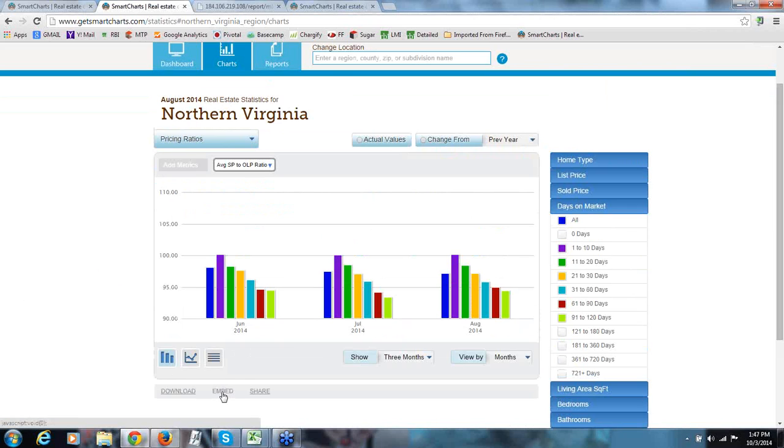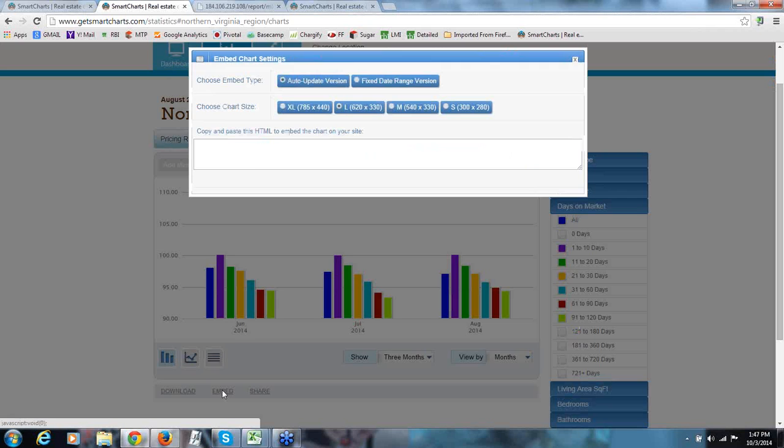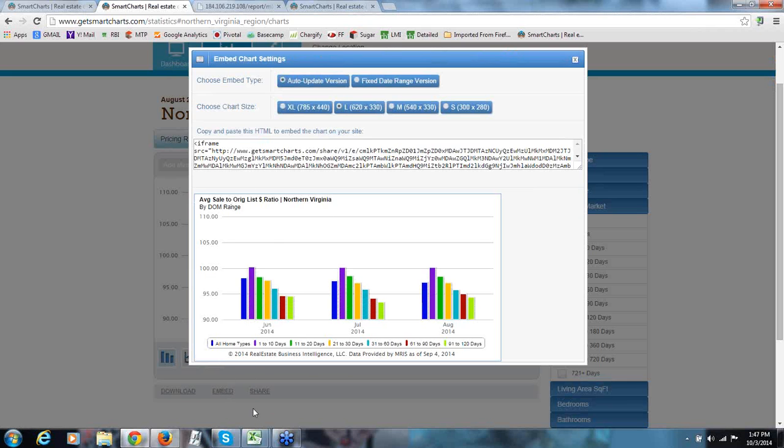Then I go down to embed. The other options are view as Excel, grab a JPEG of this, and put it into an email. Emails don't like iframes, so we don't recommend you embed into an email. But let's say you want to embed. Click that embed bar, and however I've built that chart within that Charts tab is going to be the embedded version that shows up.